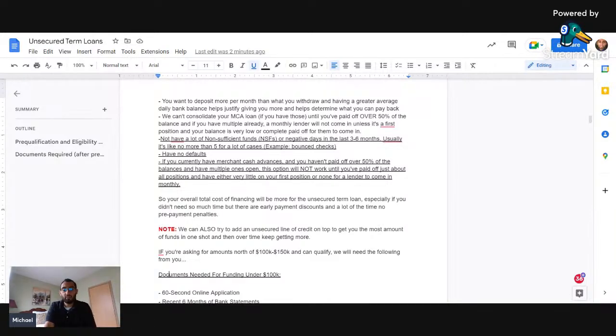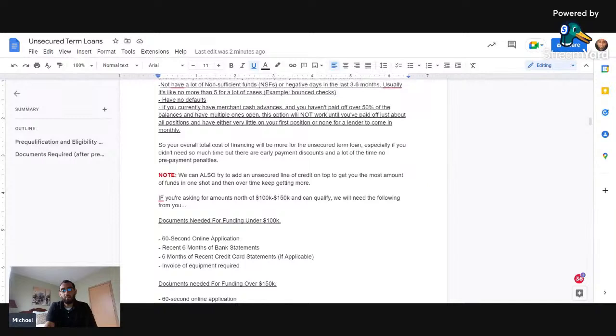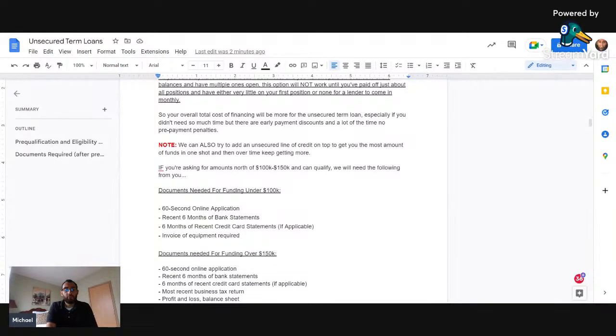So if you're asking for amounts north of 100 to 150K and you can qualify, we will need the following from you. Documents needed for funding under 100K: usually a 60-second online application, sometimes a PDF, and recent 6 months of bank statements, 6 months of recent credit card statements if applicable, not always necessary. And we see this a lot because of the merchant cash advance, traditionally credit card processing. Invoice of equipment required if you're looking for equipment.